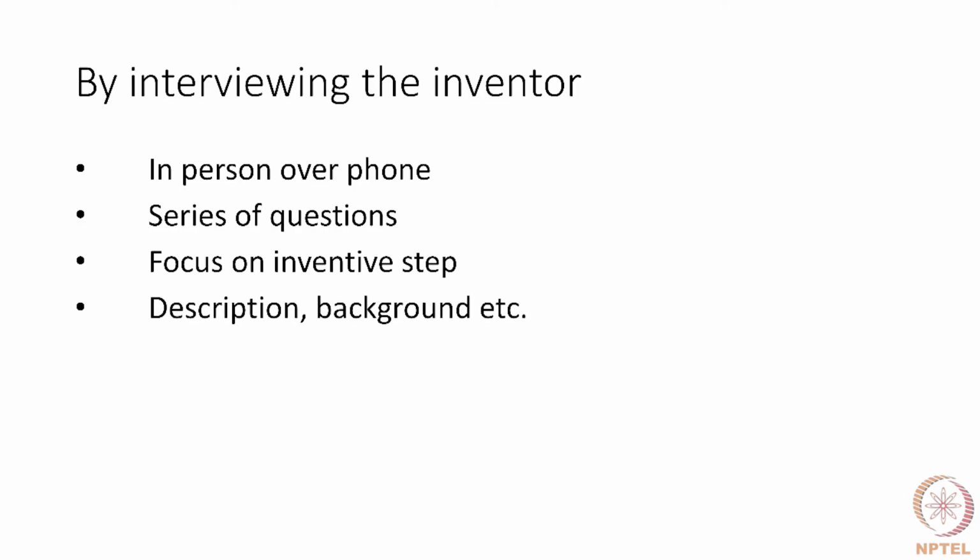Now, apart from the inventive step, which would be critical in drafting the claim, you will also get information on description and background of the invention. You could ideally ask the inventor for a document or a piece of information which discloses the knowledge in the field. Say you can call it a domain article so that you understand the field better.